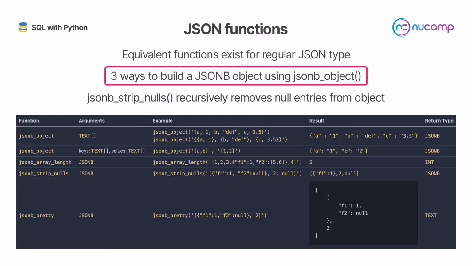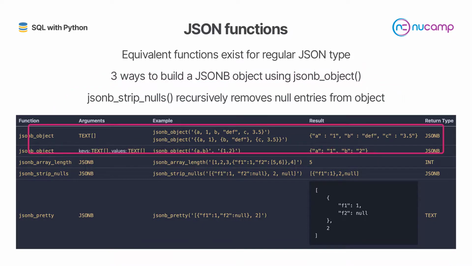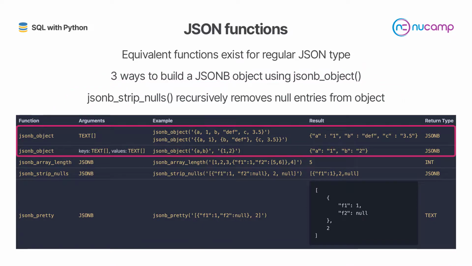The first function we will look at is named JSONB object, which is used to create JSONB values, and it has a few variations. The first accepts a list of alternating key value pairs. For this to work, the list of inputs must be of even length, such that the even indexed values serve as keys for the odd indexed values. The second variation accepts a list of lists such that each inner list consists of key value pairs.